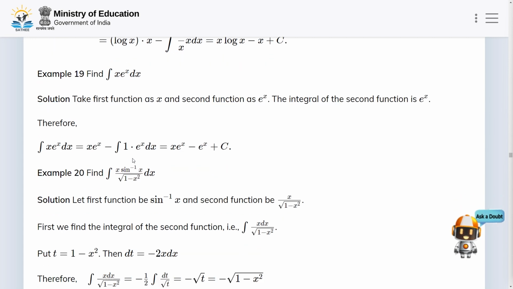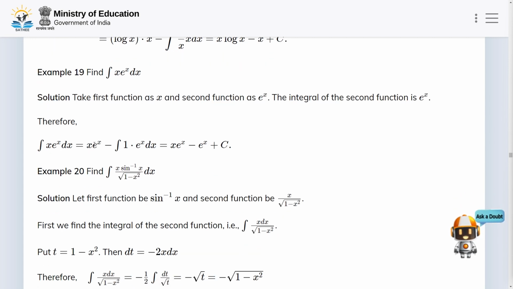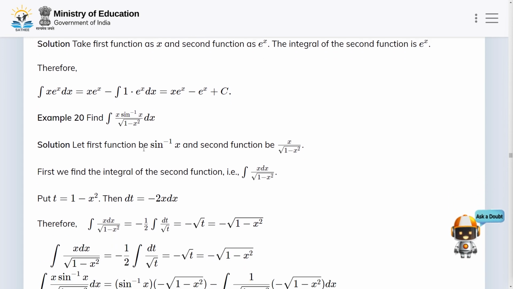Now first function as it is, this means x, integration of second, integration of e^x is just e^x, minus the integration of the differentiation of first function, which is 1, times the integration of second function, which is e^x. Now 1 multiplied by e^x, so the integration of e^x will be e^x. So you will get x e^x minus e^x plus some constant. I hope it is clear to you. Let us move to the next example. Example number 20.